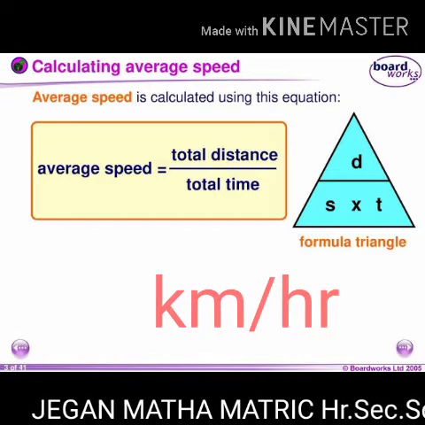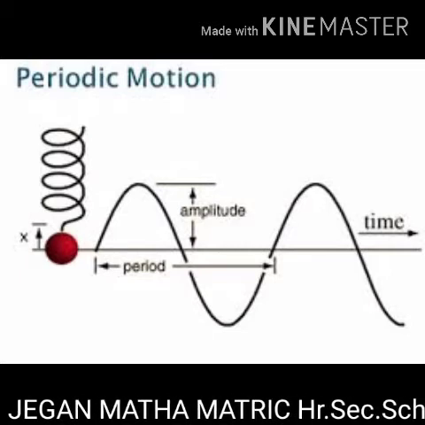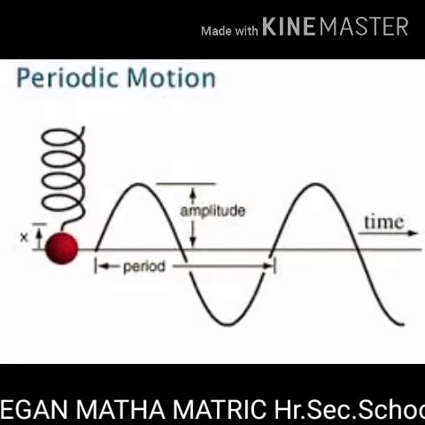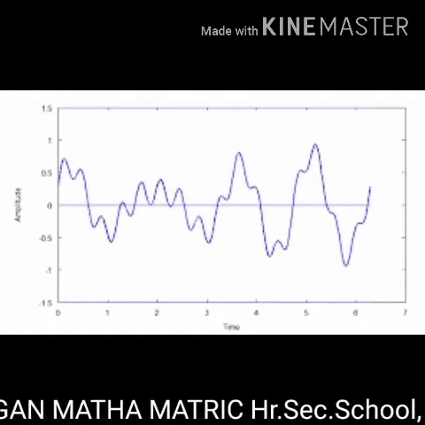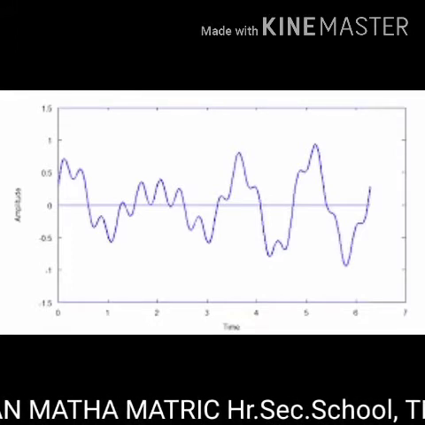Motion repeated in equal intervals of time is called periodic motion. Motion repeated in unequal intervals of time is called non-periodic motion.